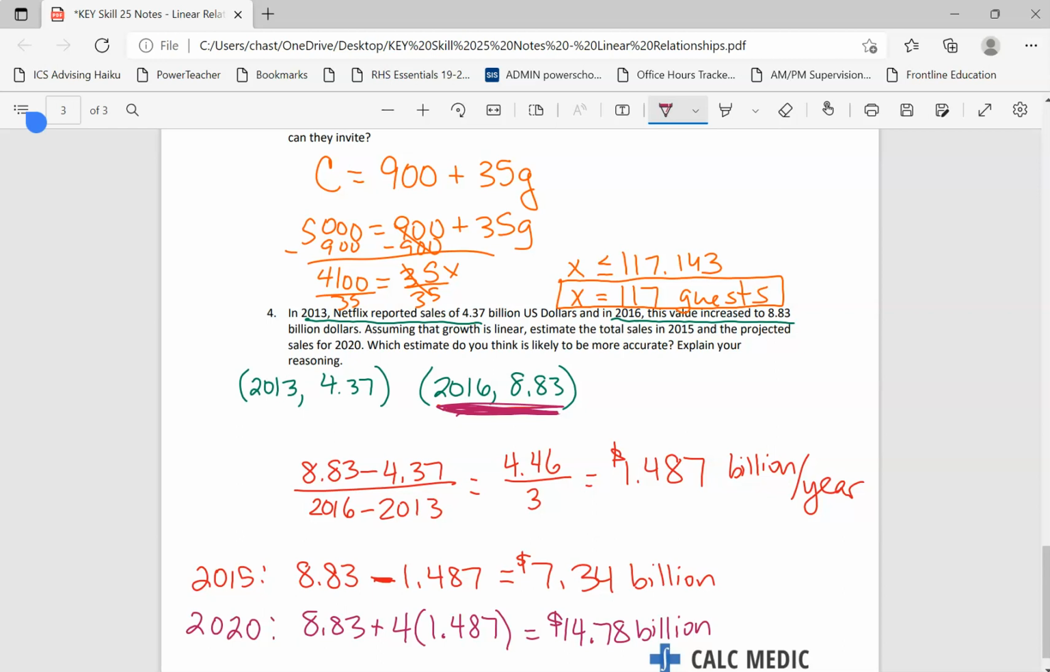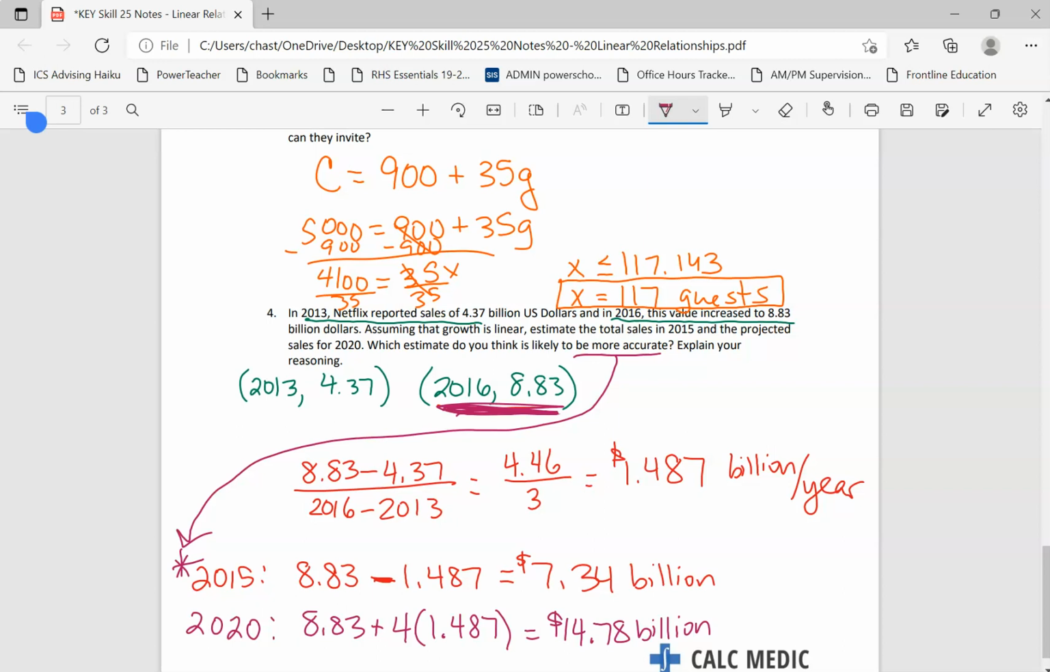All right, if we look here, which do we think is more accurate? I would say 2015 is more accurate because it's within the data set given. All right, 2020 at that point is far in the future. We don't know what's going to happen with Netflix, although I bet this problem was written before a pandemic happened, so a lot of people actually did end up subscribing to Netflix.